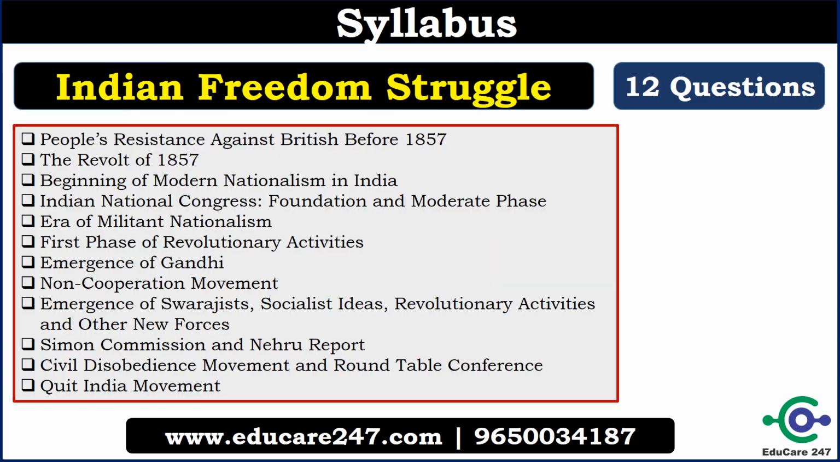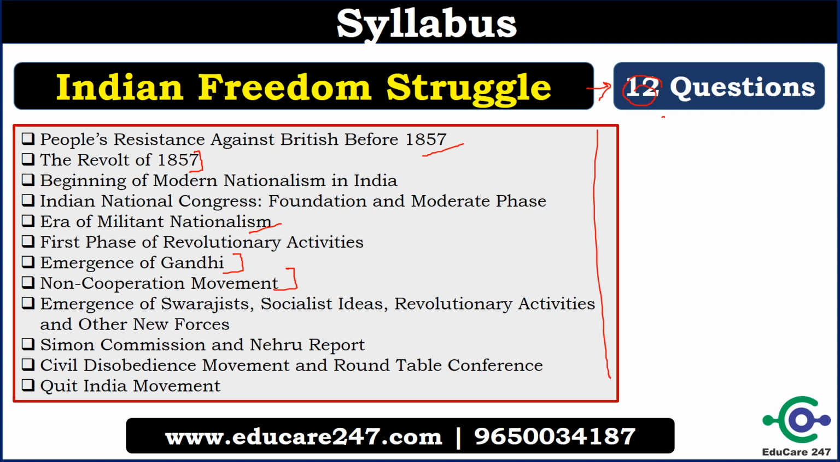The next part of the syllabus is the Indian freedom struggle. Last year, in 2016, 12 questions from this section were asked. So what all do you have to study under this section? People's resistance against the British before 1857, the revolt of 1857, beginning of modern nationalism in India, Indian National Congress, era of militant nationalism, first phase of revolutionary activities, emergence of Gandhi, under this the non-cooperation movement, civil disobedience movement, Quit India movement, Simon Commission and Nehru report, emergence of Swarajist, socialist ideas, revolutionary activities and other forces.